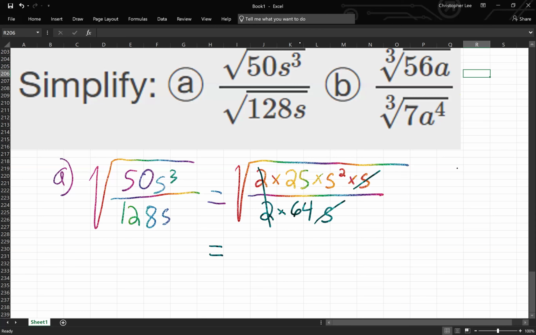So I have square root 25 s squared all over 64.